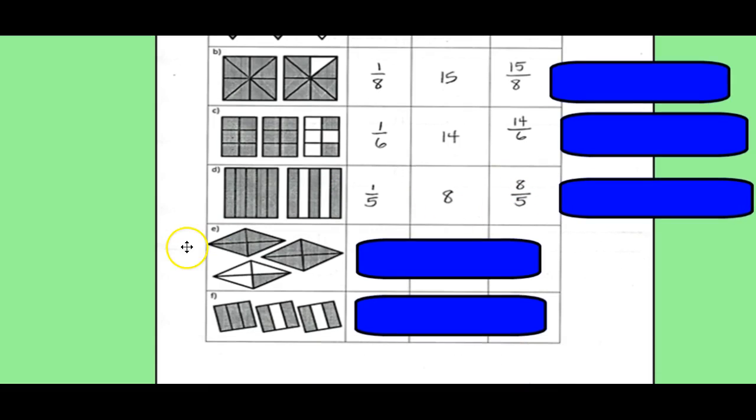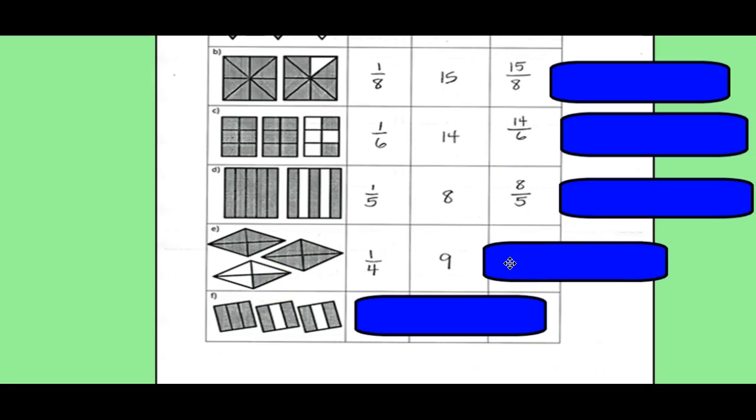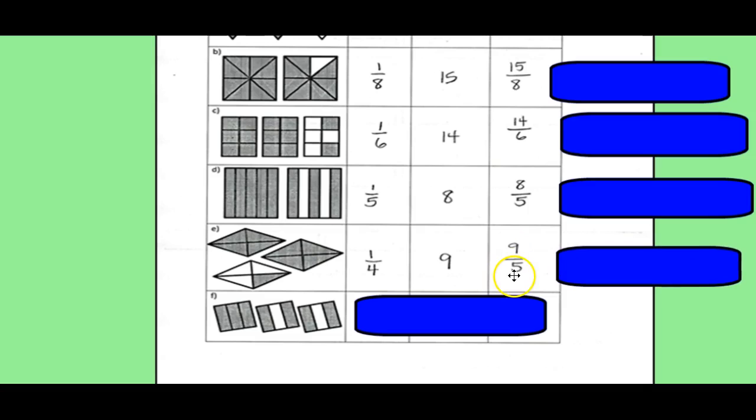We move on to E. Each one of these diamonds has 4 equal parts. So if I were to label each individual part, they would be labeled 1/4. There's 4 shaded here, 4 shaded here, and 1 part shaded right here. So that's 9 parts that are shaded in all. And the fraction that shows what is shaded is 9/5, and that 5 right there is wrong. So let me change it to 4 because there are actually 4 equal parts in each one of these shapes.